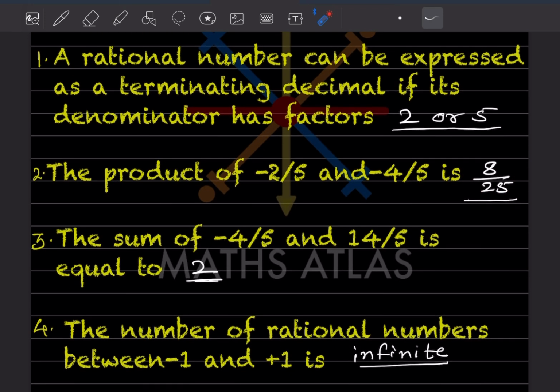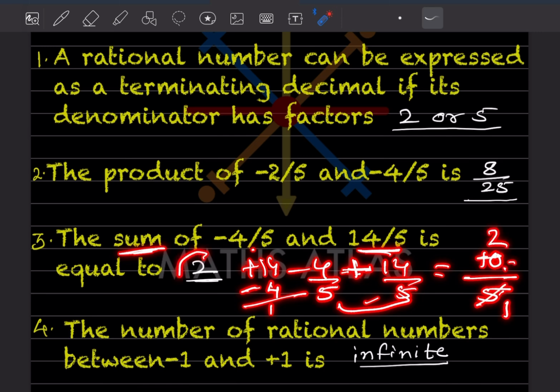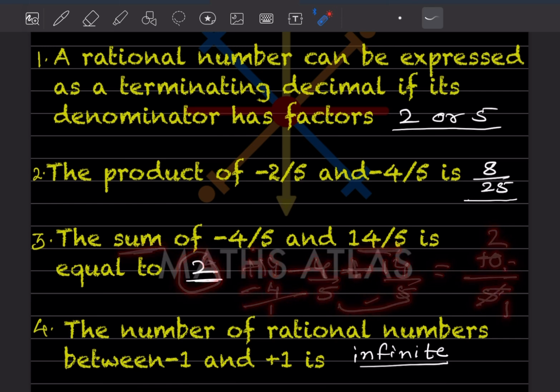Now here the sum of minus 4 by 5, sum means you are going to add it, and it is 14 by 5. So now here you can see because this is plus, what will you do? That is the LCM, you will keep it only once here, you will write it. So here will be plus 14 and minus 4. So that is going to be plus 10. So 10 by 5, because this is the fill in the blank, we are not going to show the working here. 5 ones are 5 and 5 twos are 10. So the answer is 2. Hope this is clear to you.